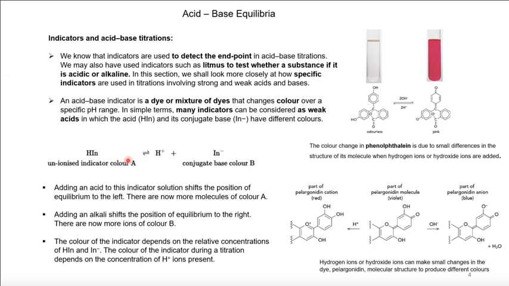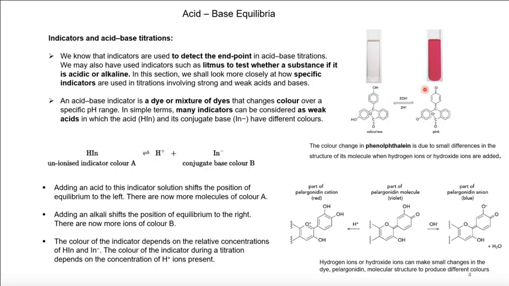So this is the unionized indicator, and its color is A, let's say, and the conjugate base, which is color B. So with this dissociation constant, if we add an acid to this indicator, what happens then? If we add acid to this indicator, the equilibrium shifts towards the left, but if we add alkali, then the equilibrium shifts towards the right.